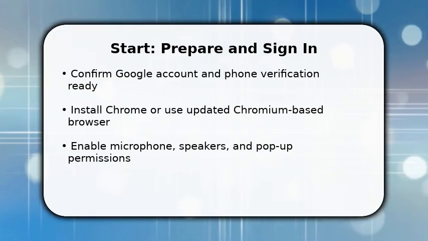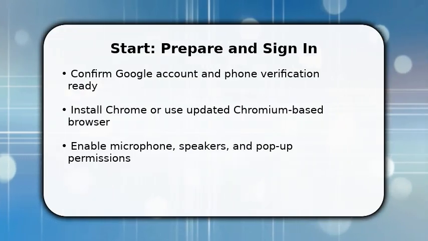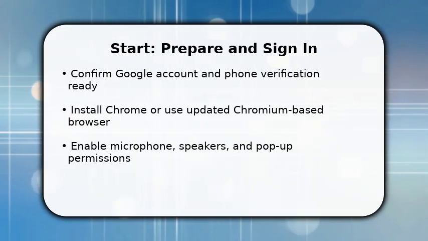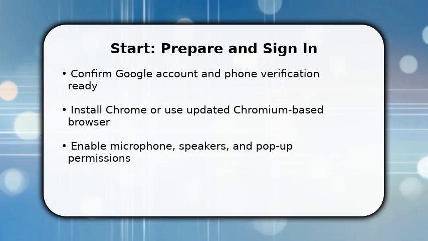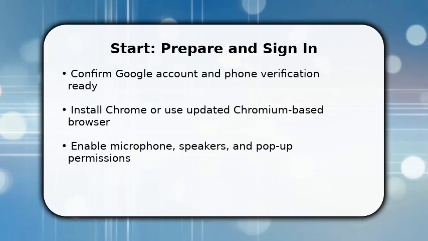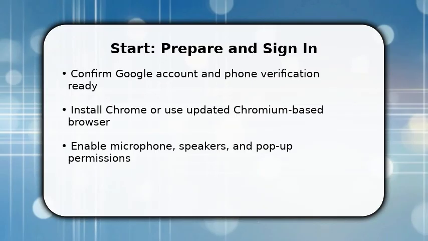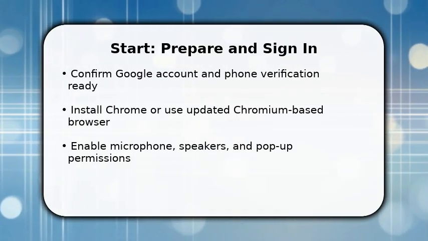You'll start by confirming prerequisites so nothing blocks the process. Make sure you have a verified Google account and a working phone number for verification. Open Chrome or another modern Chromium-based browser because Google Voice performs best there. Once done, sign into your Google account. Grant microphone and notifications permissions when prompted so calls and voicemails work.